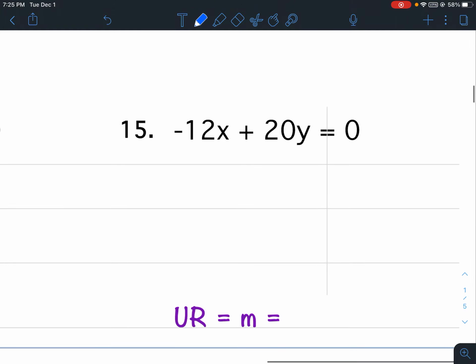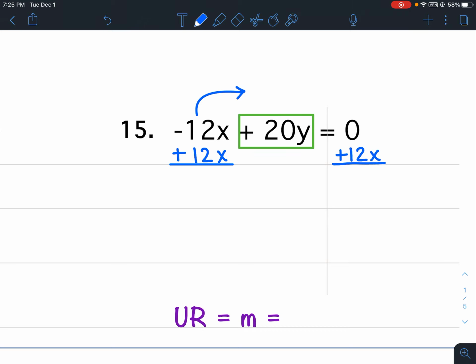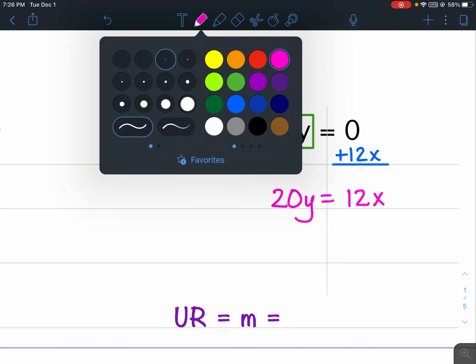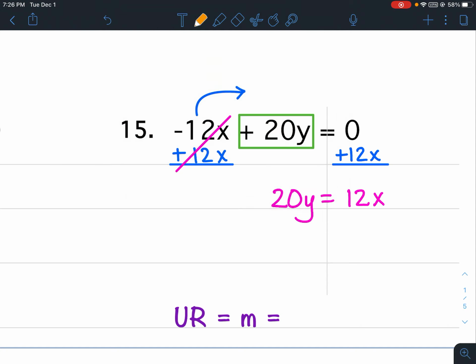Okay, so I'm solving for y, just like we did in 7 through 9. So I'm going to start by taking the x term to the other side of the equation. Since that's negative 12x, I'm going to add 12x to both sides. Cancel the x terms on the left side. Bring down my 20y. 0 plus 12x would just be 12x. Don't forget the x.